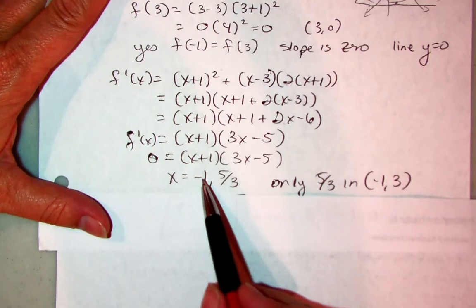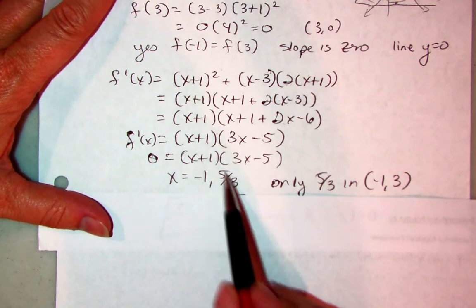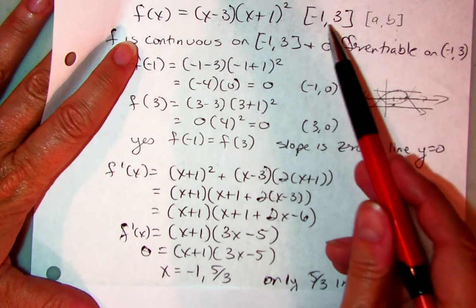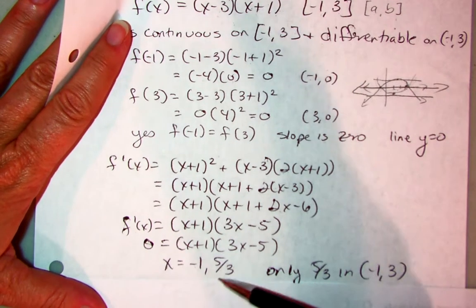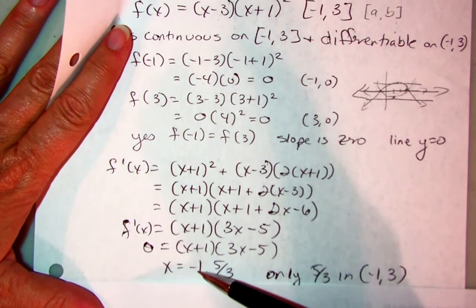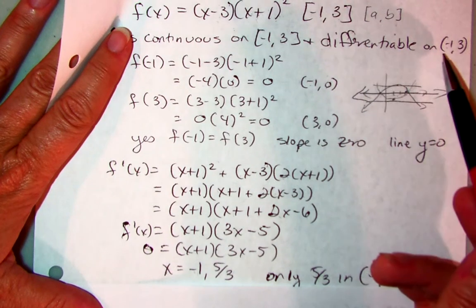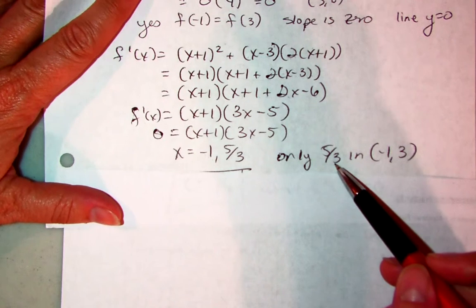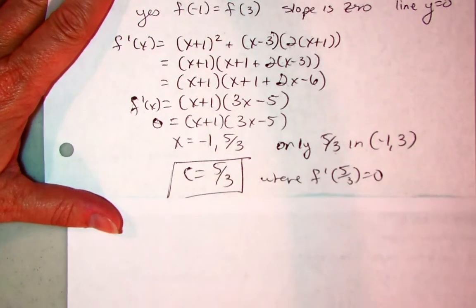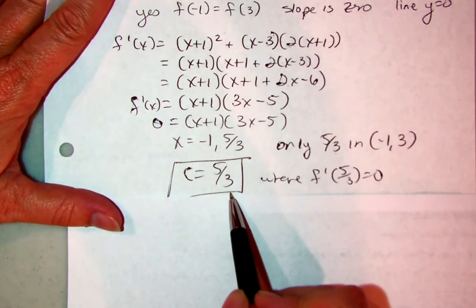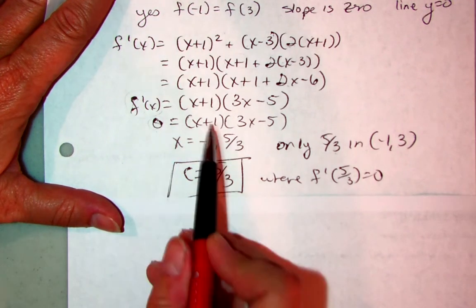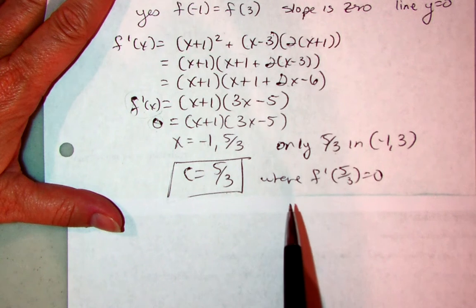So I have two possible relative mins or maxes, -1 or 5/3, except the c has to be inside of this open interval from -1 to 3. And -1 is not included in my open interval. So therefore, -1 is not included. It is only 5/3 that's in that open interval. So c equals 5/3. Why? Because that's where my slope is 0. At what x? At 5/3, which happens to be my c. Let's try another one.